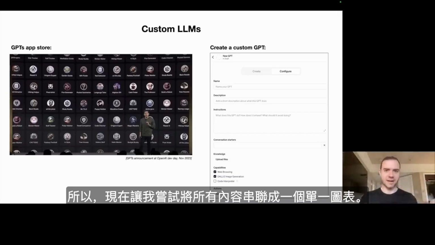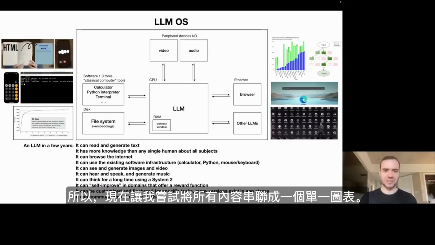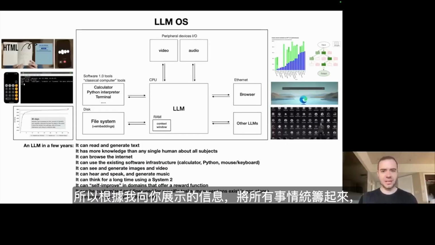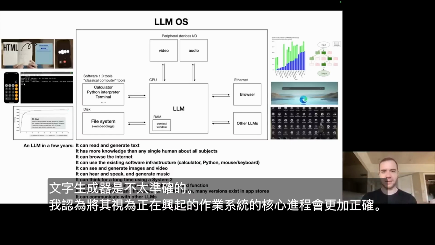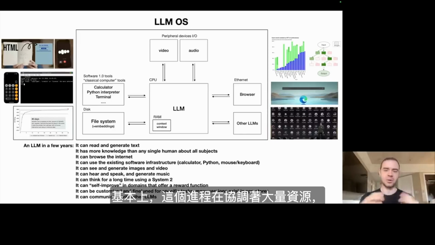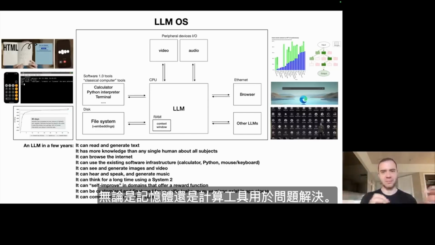So now let me try to tie everything together into a single diagram. This is my attempt. So in my mind, based on the information that I've shown you and just tying it all together, I don't think it's accurate to think of large language models as a chatbot or like some kind of a word generator. I think it's a lot more correct to think about it as the kernel process of an emerging operating system. And basically this process is coordinating a lot of resources, be they memory or computational tools, for problem solving.